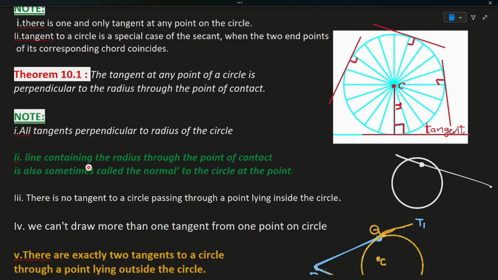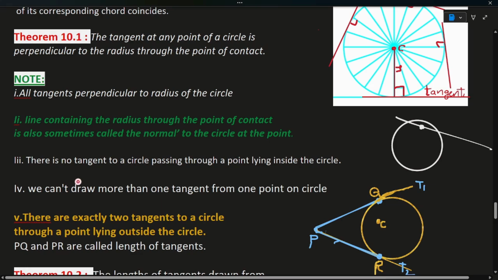Point number 2. The line containing the radius through the point of contact is also sometimes called the normal. For example, this is the tangent, and this line passes through the radius, so I can call it a normal. It means the line R is normal to the tangent. The line containing the radius through the point of contact is also sometimes called the normal to the circle at that point.